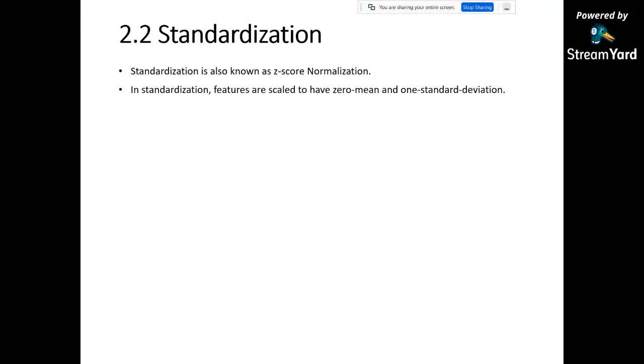Now let's understand what standardization is. Standardization is also known as Z-score normalization, because it is related to the Z-score, as you will see in a moment. In standardization, features are scaled to have zero mean and one standard deviation. So once you standardize the values of a particular feature, you will see that the standardized values have zero mean, and if you calculate the standard deviation, you will find it is equal to one. That is the main property of standardized features.